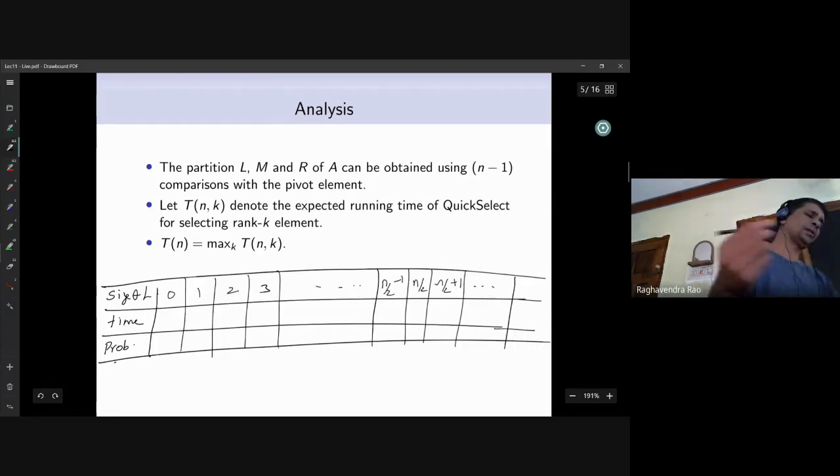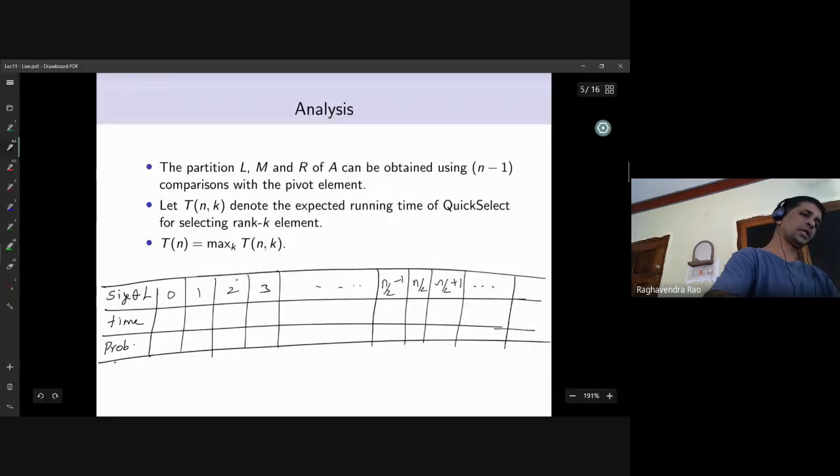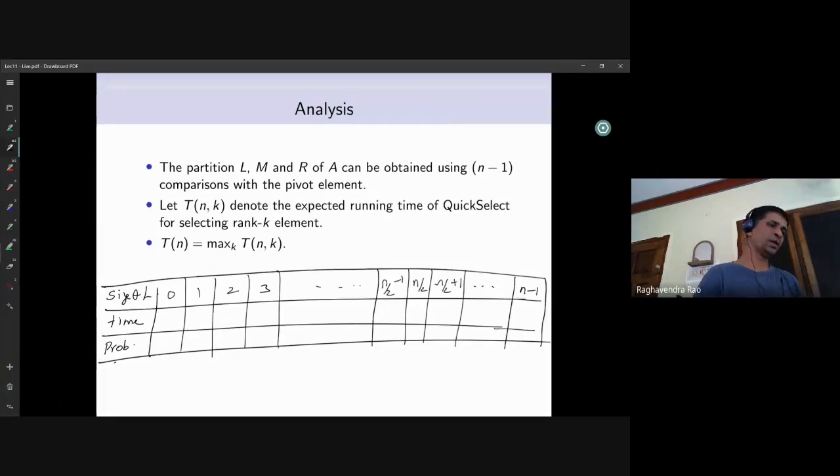In the worst case, the largest value of rank of the pivot is n, right? So the last element, the maximum element. In that case, size of L will be n-1. Okay, so what is the runtime?